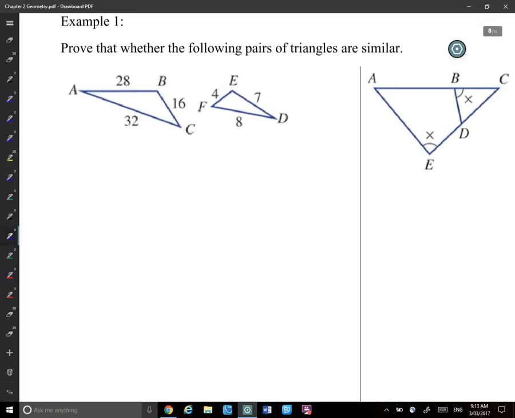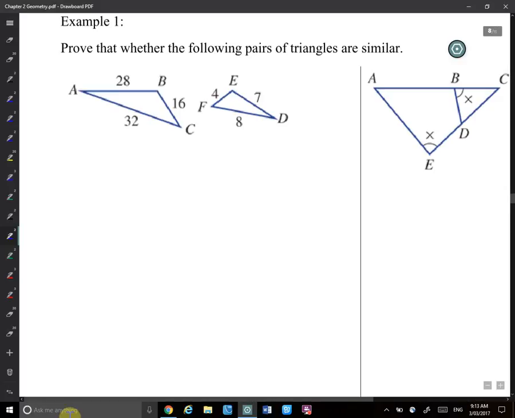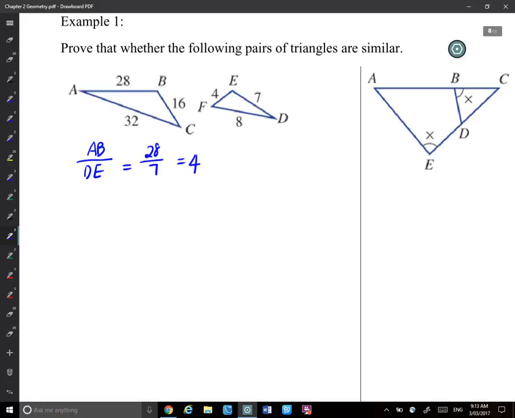So let's just roughly have a look. 28 and 7, 16 and 4, 32 and 8. They are in the same ratios. So we can write AB over DE equals 28 over 7, that gives you 4. You cannot directly start to write AB over DE equals BC over EF equals AC over DF, because you don't know yet. You need to test first. So that's my first proportion.